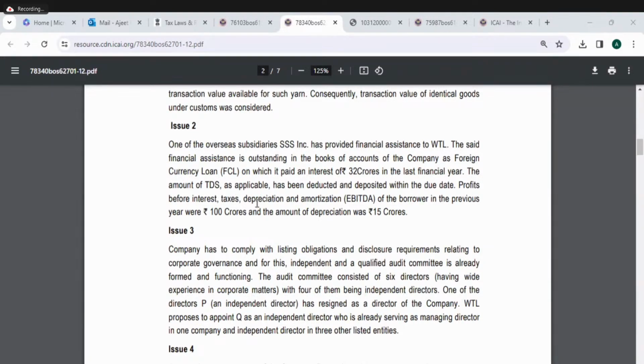First of all, while reading these facts, it should come to your mind what the applicable provision in this case is. There is one Indian company, WTL. There is one non-resident AE, that is SSS Inc. SSS Inc. has provided certain financial assistance, some loan, to the Indian company WTL, and WTL has paid interest of 32 crores in respect of that loan. EBITDA is also given here. So if you read all these facts, the relevant section should come to your mind straight.